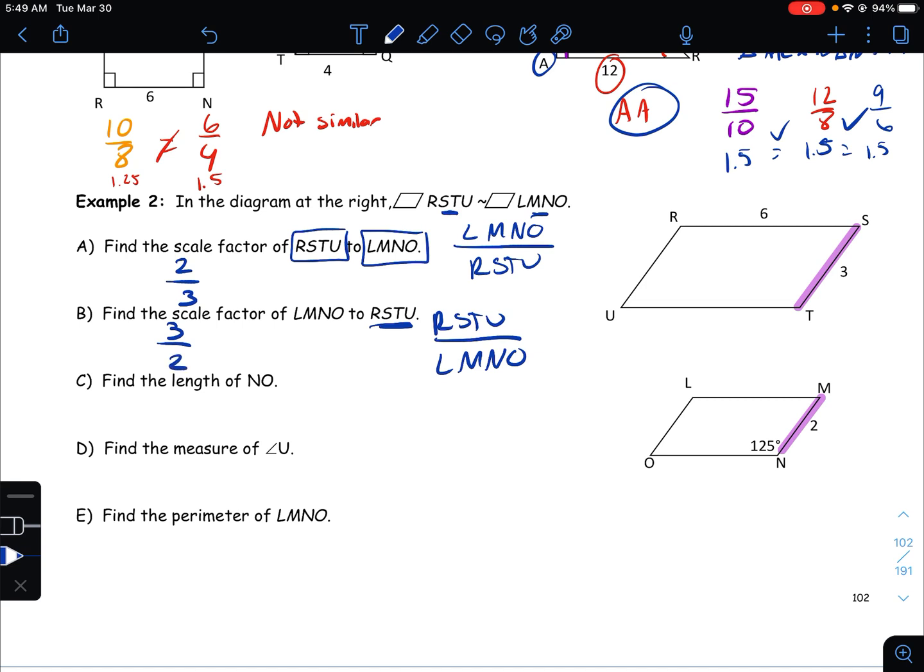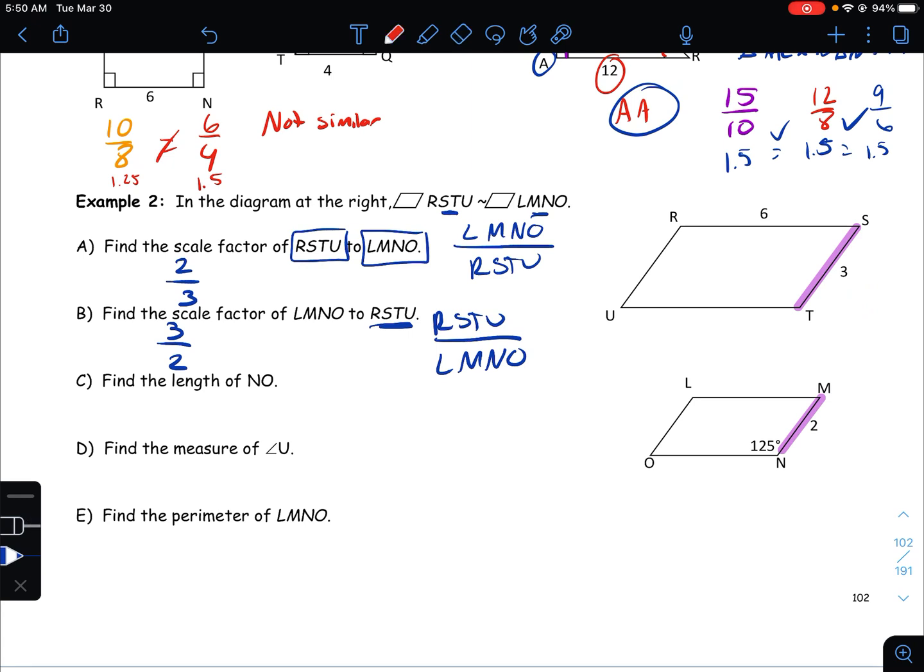All right. Now, one thing I want to point out. When we go from here to here, the image gets smaller, and the scale factor is less than 1. When we go from here to here, the image gets bigger and the scale factor is bigger than 1. That's important to note.